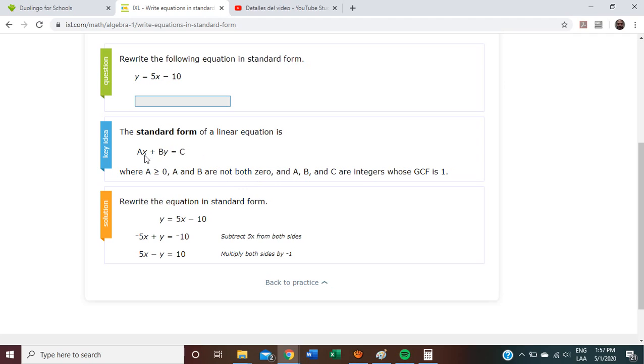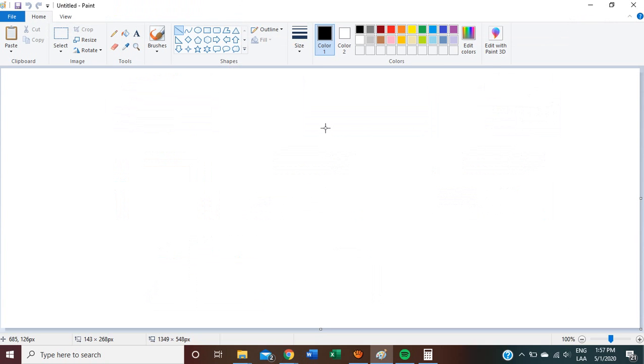And the last condition is that A, B, and C, I mean the three numbers that are here, are integers, and their greatest common factor is 1. Okay, so probably you're a little bit confused, but if you let me explain, you're going to find out that it is really easy. Okay, so let me print the screen and go to Paint.